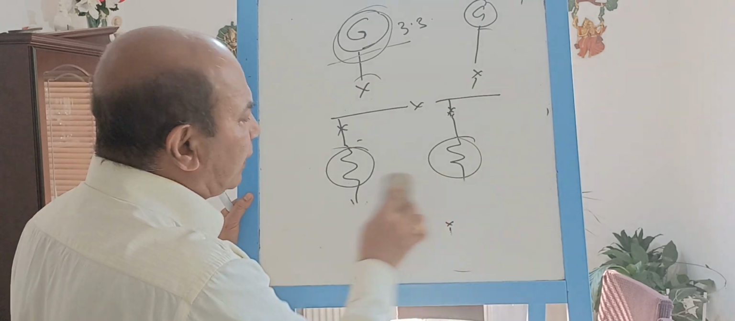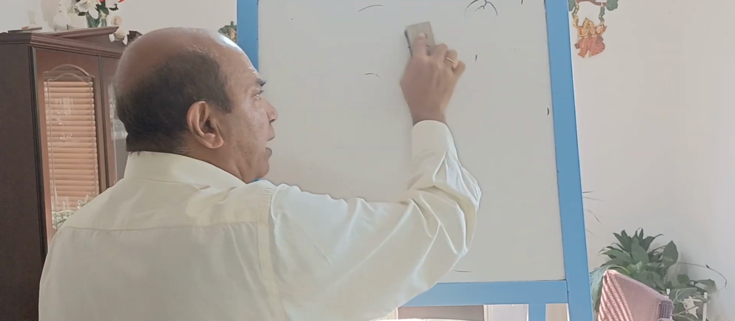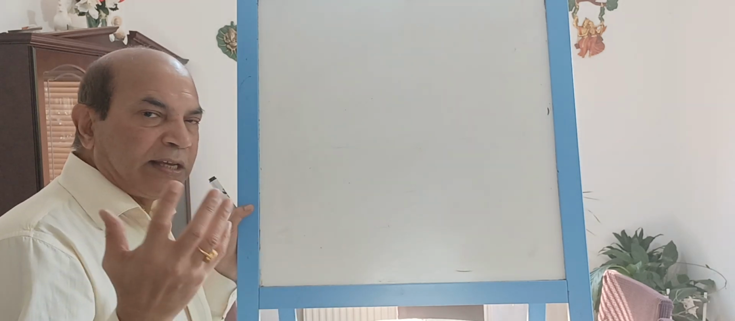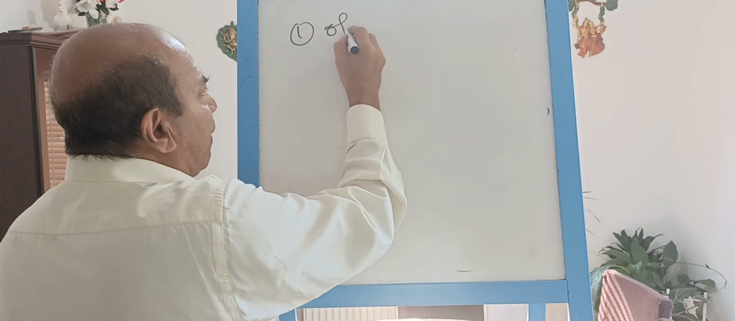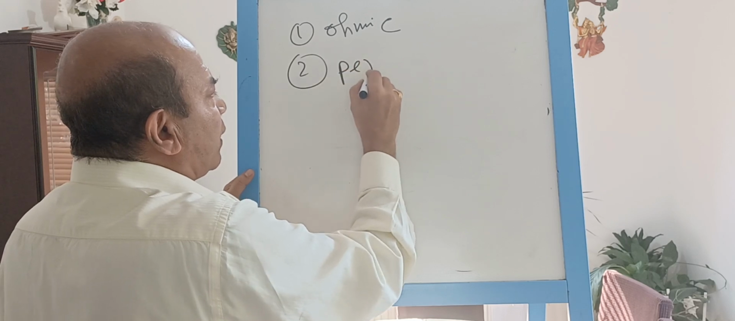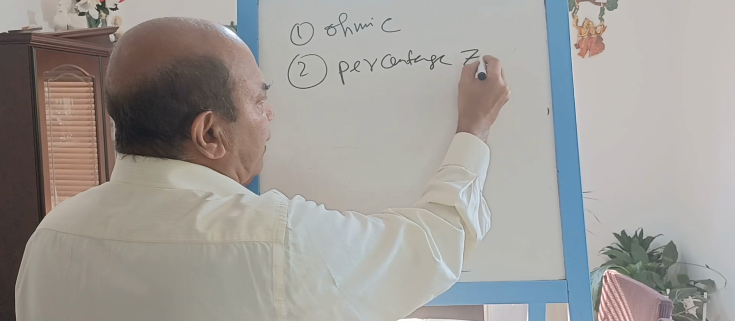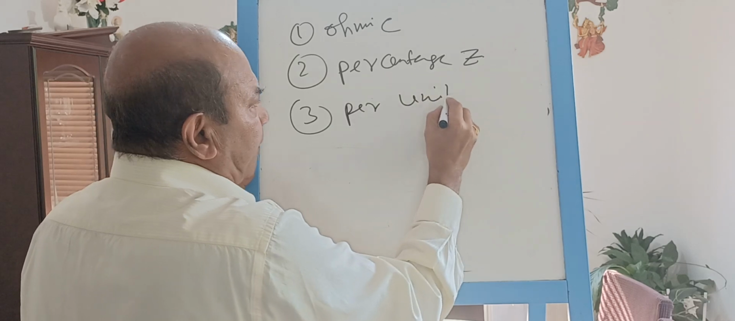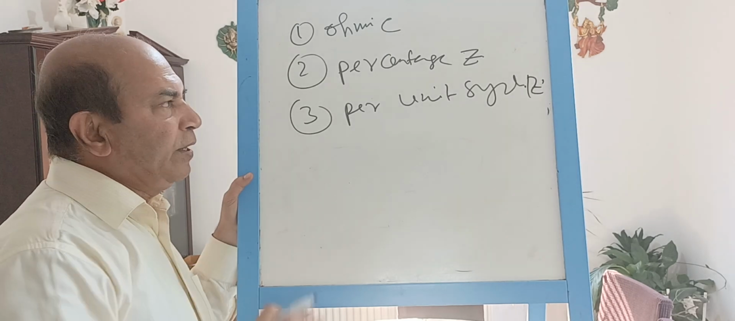For that purpose, this impedance can be represented in different ways, which we use for the short circuit calculation. So the impedance presentation: the impedance can be presented in three different ways. One is called ohmic presentation, ohmic value. Second is called percentage value. We can represent the impedance in terms of percentage value; we are coming to this percentage impedance, or percentage Z. And third is the per unit system, per unit Z. These are the three different ways we can represent an impedance.